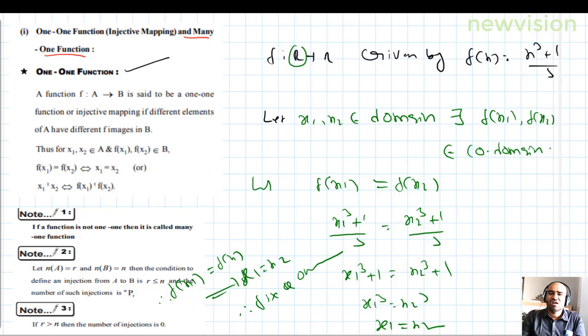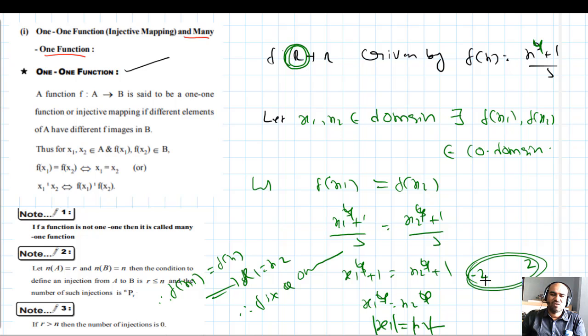For example, instead of cube, if power 4 is given, here the step is mod x1 equal to mod x2. Because x1 is taken as 2, x2 taken as minus 2, then all satisfies. So minus 2 power 4 is 16 only, 2 power 4 is also 16. So from that you can't say that minus 2 equal to 2. Means that in this situation the function need not become one-one. So if the domain is changed, if positive numbers are given, automatically this also is a one-one function only.